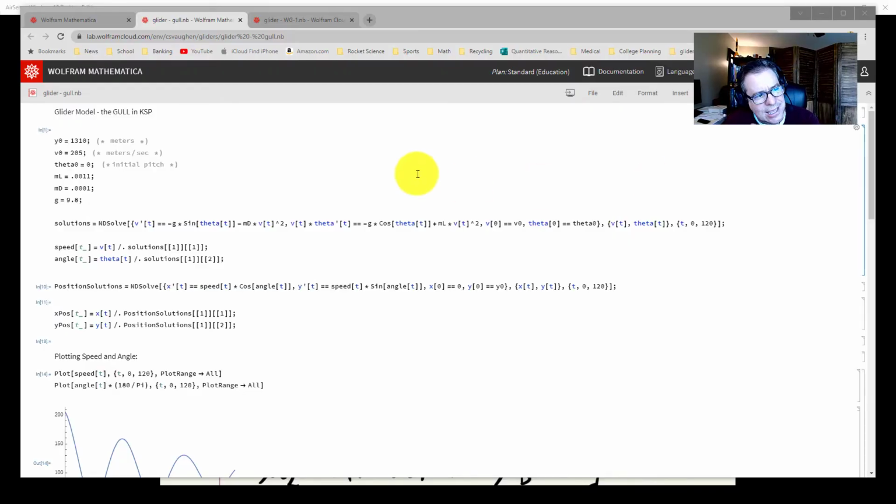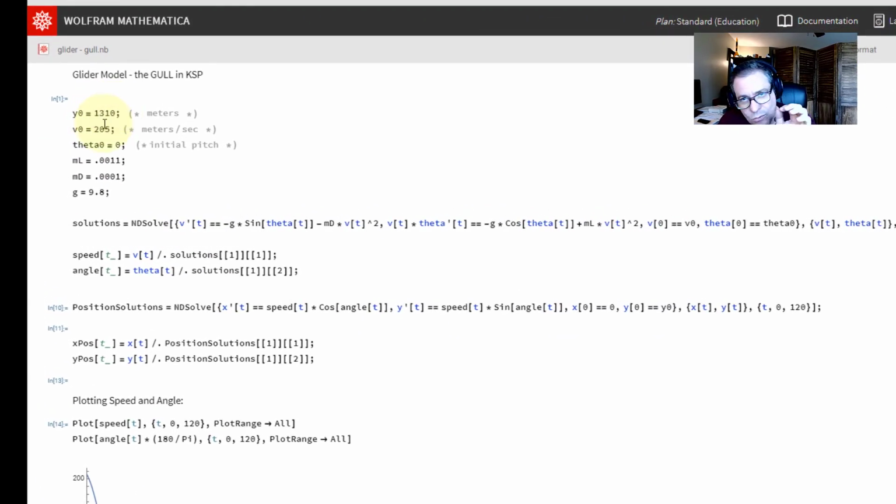Now I thought I would try that again, this time to create a loop-the-loop. So this time starting at about 1310 meters in altitude, but going faster at 205 meters per second. What I'm really doing is testing out whether the same constant lift and constant drag will still predict the behavior with just different altitudes and different speeds. And in fact, it did. So that was something satisfying to see work out.